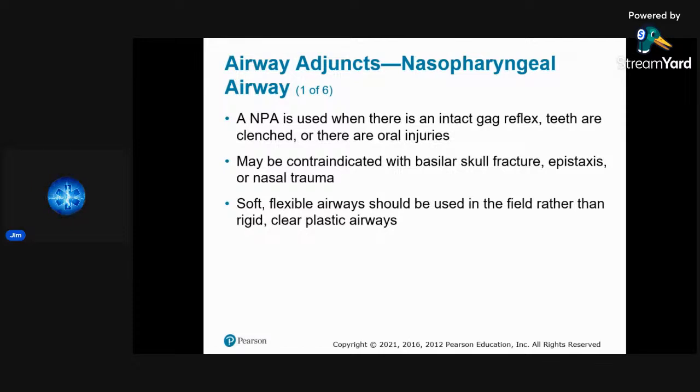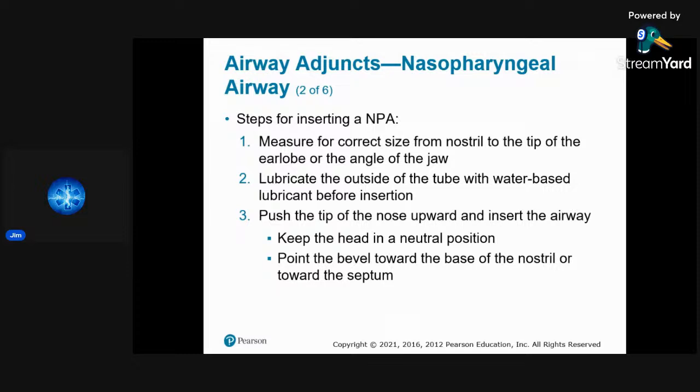Our nasopharyngeal airways, or NPAs, are going to be soft and flexible in the field rather than the hard plastic, because there are some that are clear plastic ones that you see in a hospital, but we want the soft and flexible ones. How are we going to insert it? We're going to measure it from the tip of the nostril to the tip of the earlobe. We're going to lubricate the outside with a water-based lubricant, and if you don't have water-based lubricant, you can always use the patient's saliva.